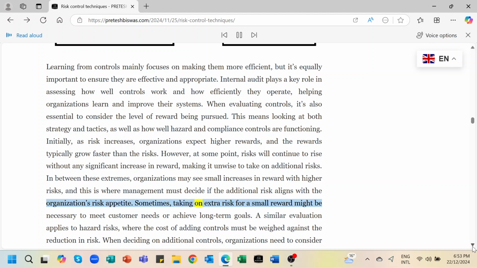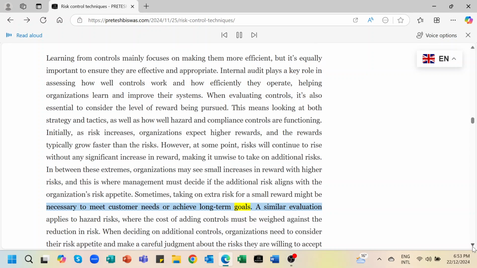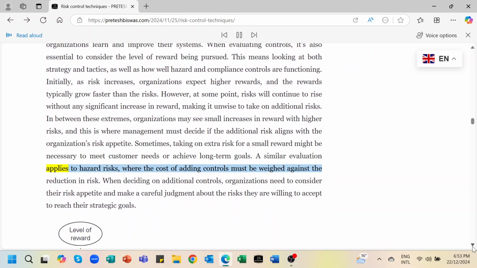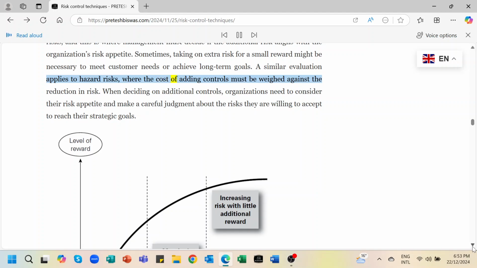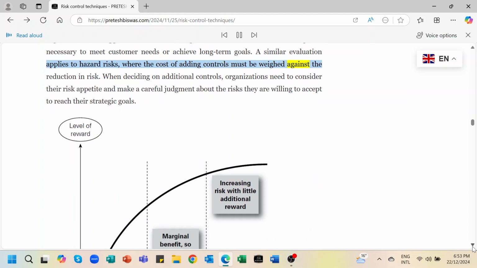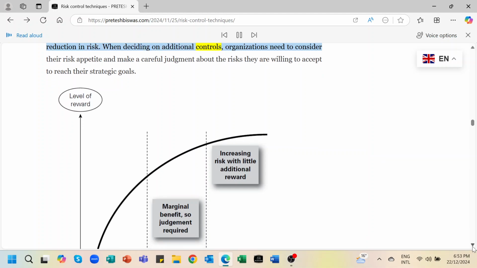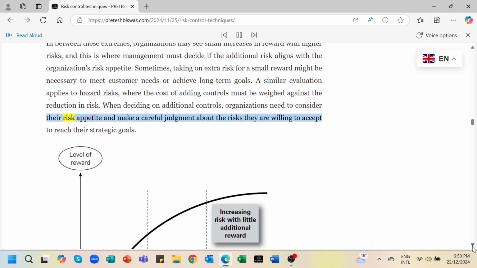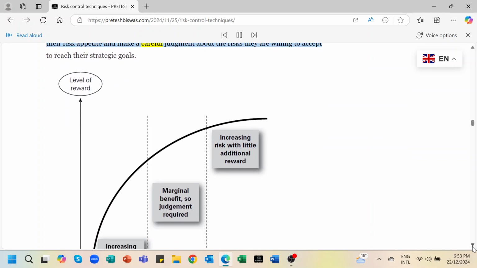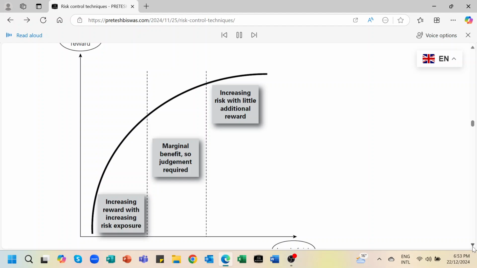Sometimes, taking on extra risk for a small reward might be necessary to meet customer needs or achieve long-term goals. A similar evaluation applies to hazard risks, where the cost of adding controls must be weighed against the reduction in risk. When deciding on additional controls, organizations need to consider their risk appetite and make a careful judgment about the risks they are willing to accept to reach their strategic goals.